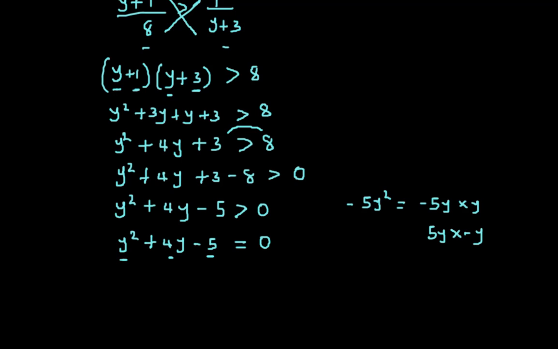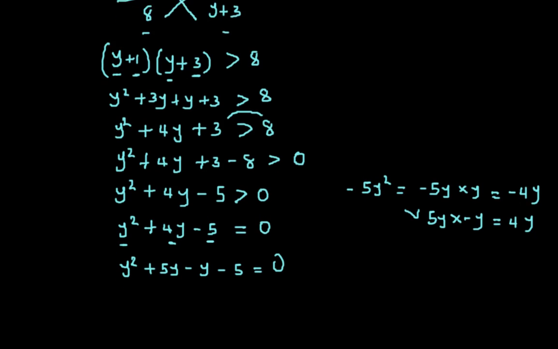Now these are the factors of minus 5y squared. Let's add together to see the one that will give us 4y. Minus 5y plus y will give us minus 4y. 5y minus y will give us 4y. So it means that the pair we will be picking would be 5y times minus y. And we are going to be replacing it with plus 4y. That will give us y squared plus 5y minus y minus 5 equals 0.